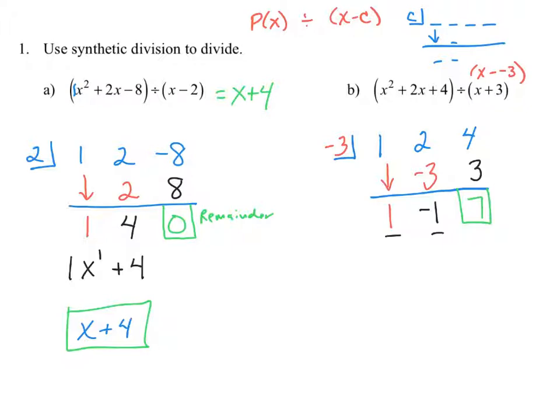Since we started off with an x to the second power, the first number 1 is the coefficient of x to the 1 power, or first power. We always reduce that power by 1. Minus 1, which would be your constant, and then the remainder 7, we write as a fraction 7 divided by what we were originally dividing the entire polynomial by, x plus 3. So we can write our final answer in simplified form as x minus 1 plus 7 over x plus 3.